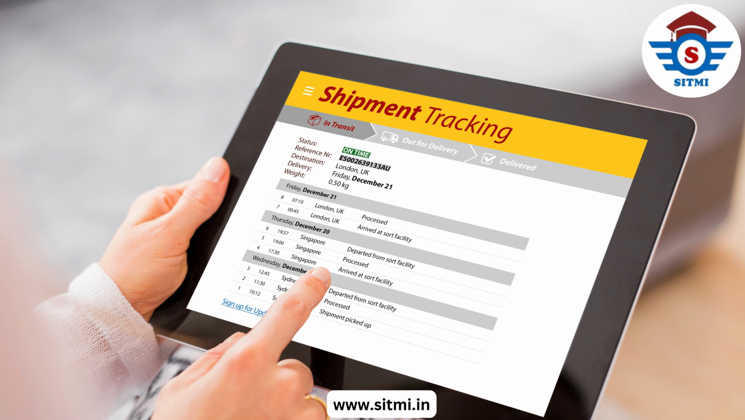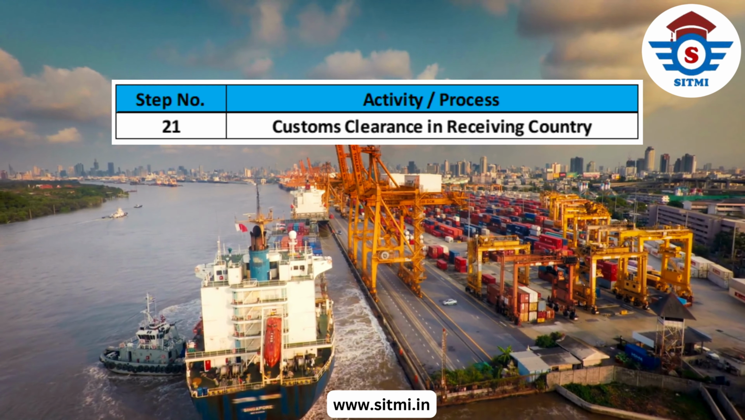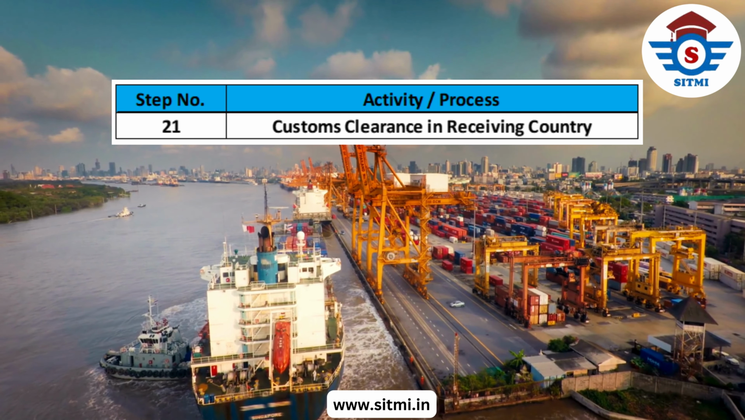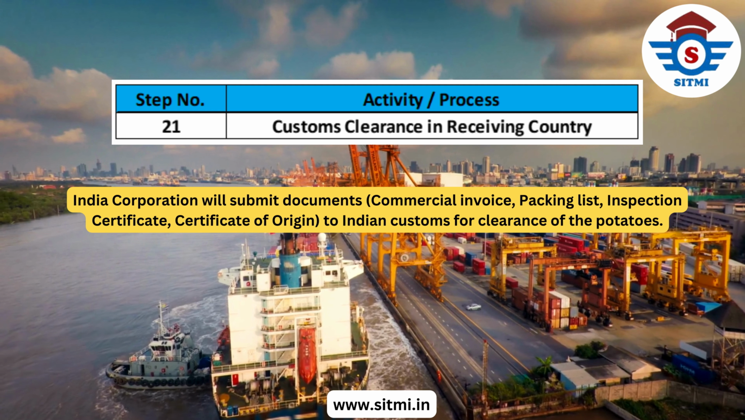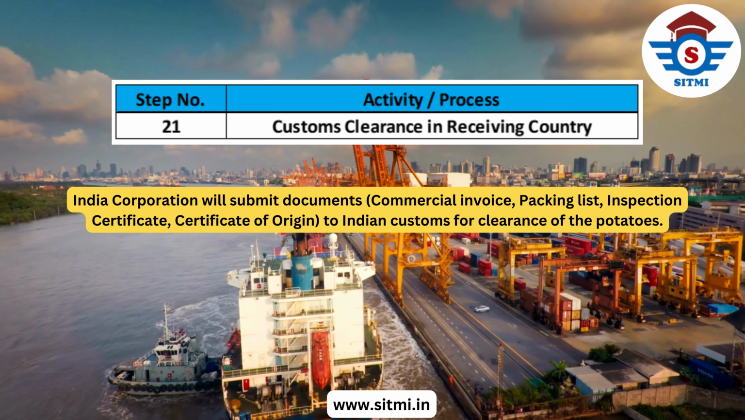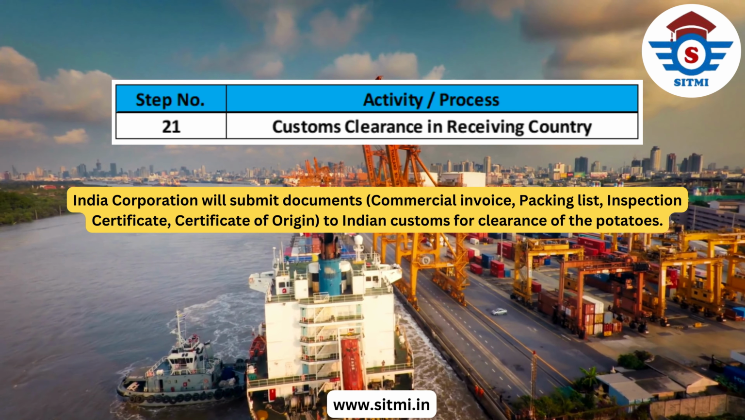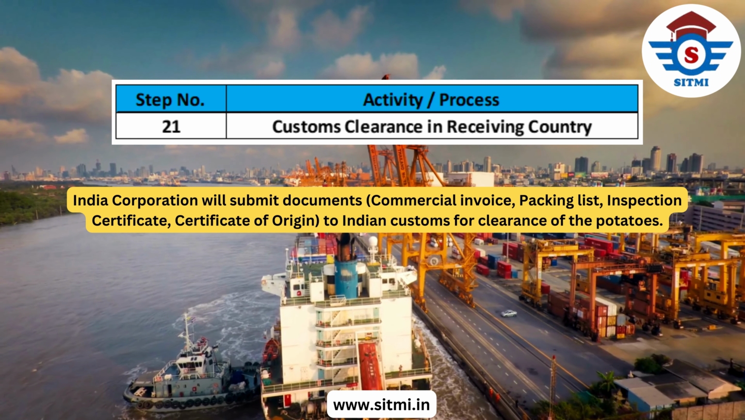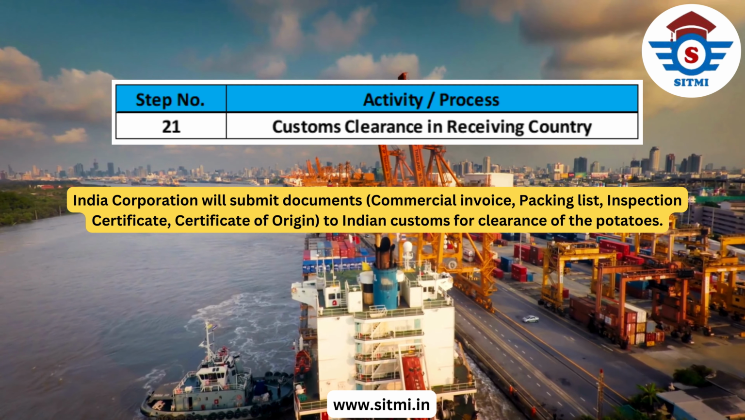The last step in our process is making customs clearance in India, and this is handled by India Corporation with their customs broker. The purpose of this step is that India Corporation will submit necessary documents including the commercial invoice, packing list, inspection certificate, certificate of origin, and potentially other documents requested by customs. All these documents are submitted to Indian Customs for clearance of the potatoes.